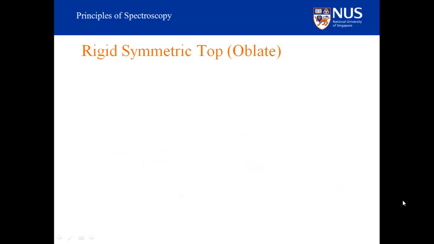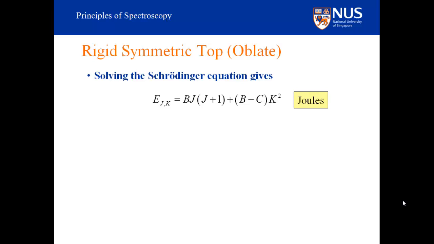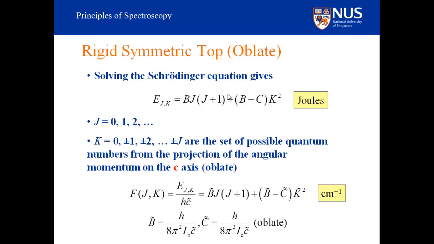Let's have a look to see if there is any difference for the oblate symmetric top. Well, not very much. The solution from the Schrödinger equation has changed slightly. For the prolate, this additional term over here was of course (A − B) times K squared, but now for the oblate it is (C − B) times K squared. Notice that the term in brackets is overall positive because C is going to be smaller than B, just like A is larger than B. Remember that the rotational constants are inversely proportional to the moment of inertia. Again, J can have values of 0, 1, 2, etc., and K can have values of 0 to plus or minus J. And remember, the K quantum number arises from the projection of the angular momentum onto the c-axis.